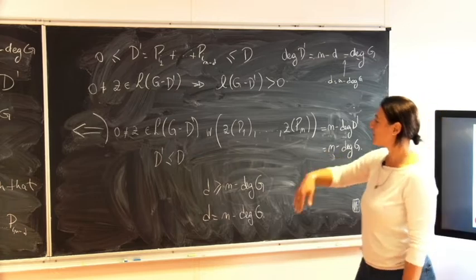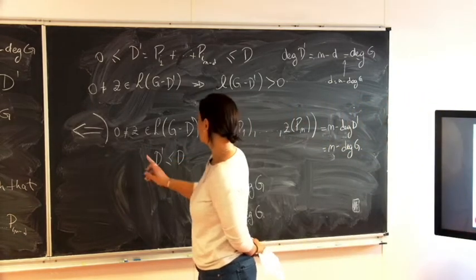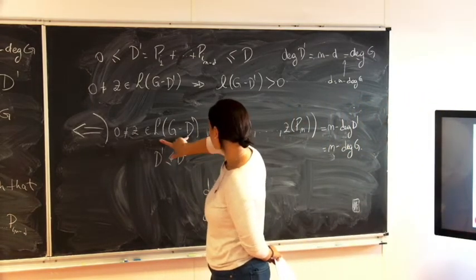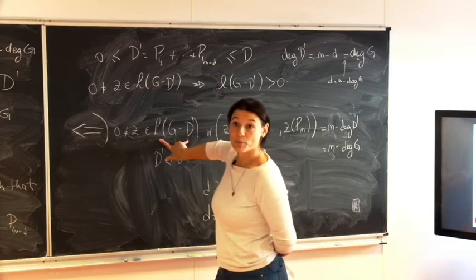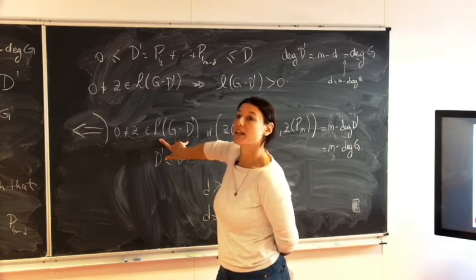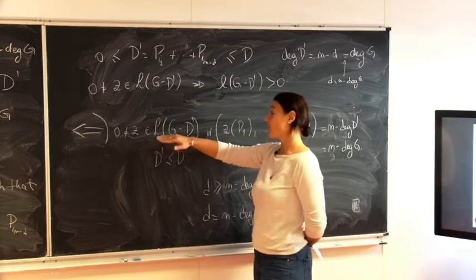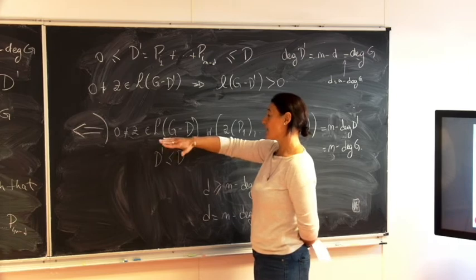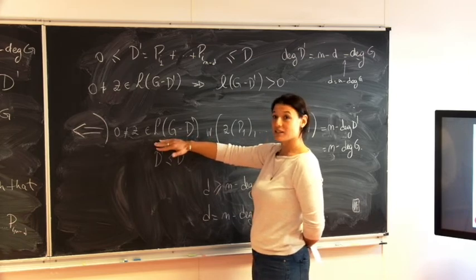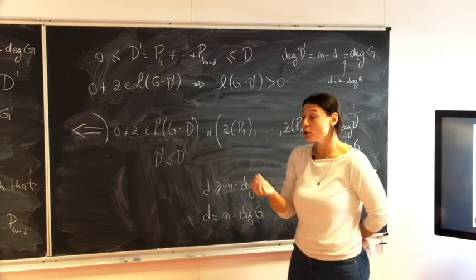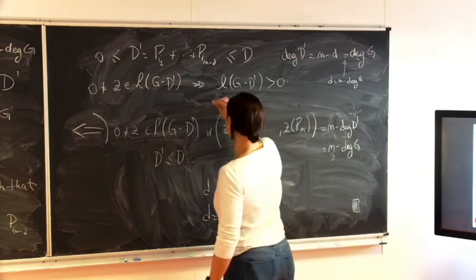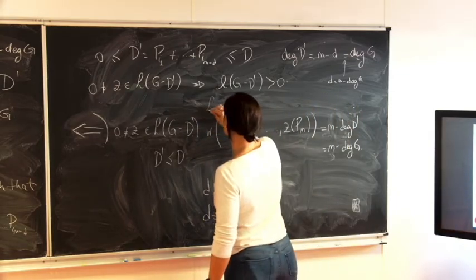Okay, so in this other case, let's go through it again. Since this space has dimension bigger than 0, then I can pick a non-zero element inside this Riemann-Roch space. If I have a non-zero element inside this Riemann-Roch space, it means that c belongs to L of G, of course, because it's there. This is inside L of G.